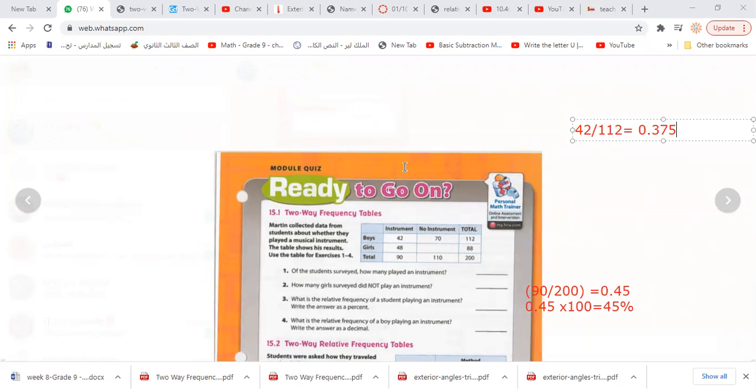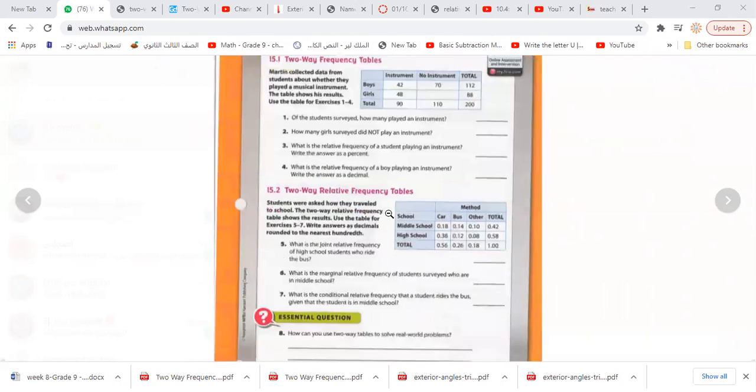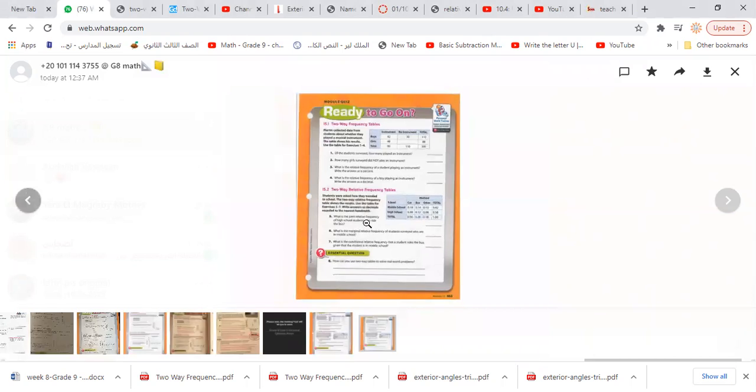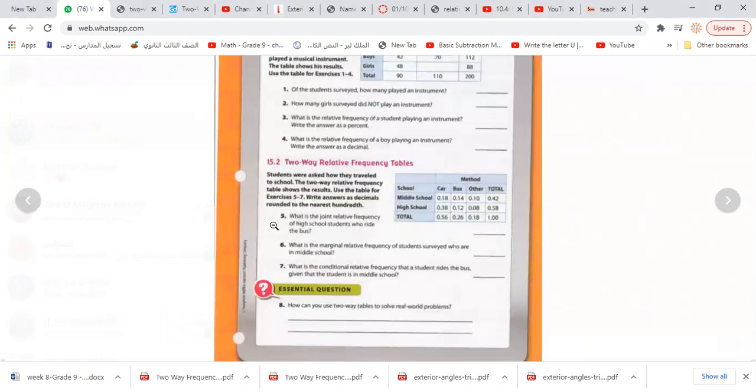Okay, understood the first part? Yes. Then we will move to the next part. In the second part, students were asked how they traveled to school. The two-way relative frequency table shows the result. Use the table for exercises 5 through 7. So to answer questions 5 through 7, we are going to use this table.